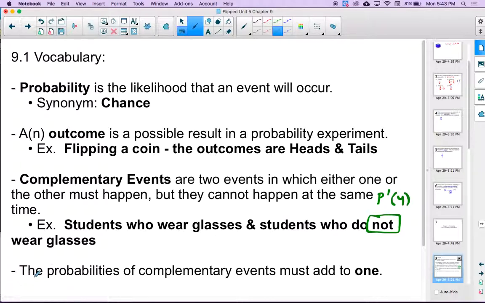Last note in our vocab section: the probabilities of complementary events must add to 1. So that means one of them is guaranteed to happen, but they cannot both happen. So we'll see a couple examples of those.